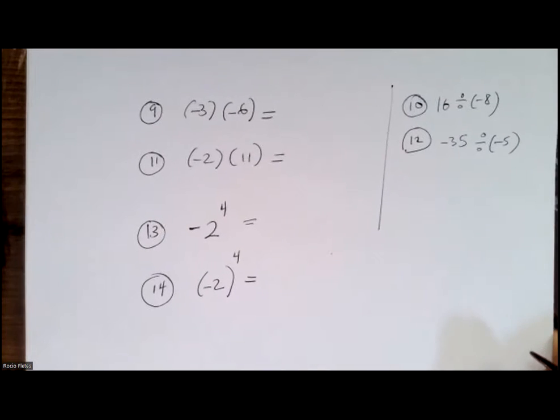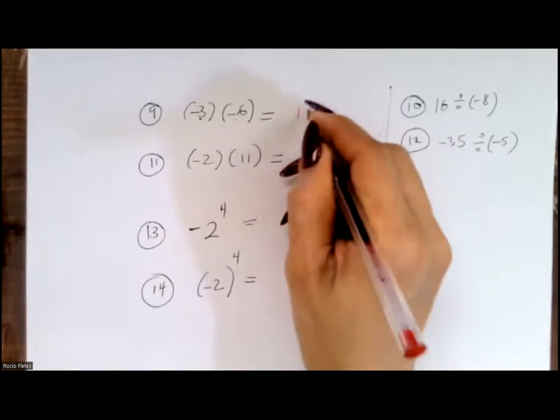All right, so this is number 9. Remember what I said, a negative times a negative gives us a positive, so it's going to be positive 18.